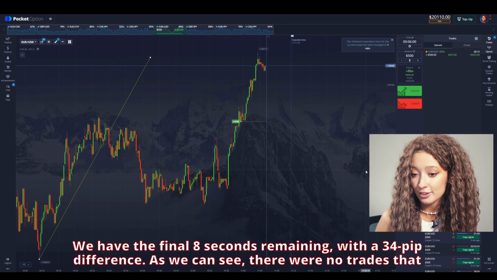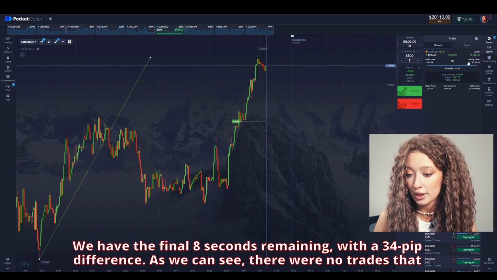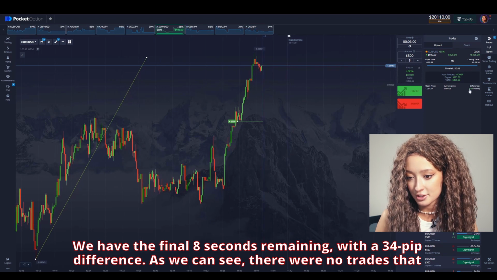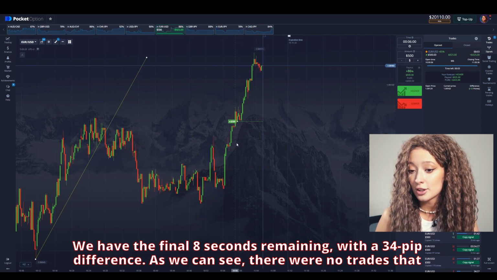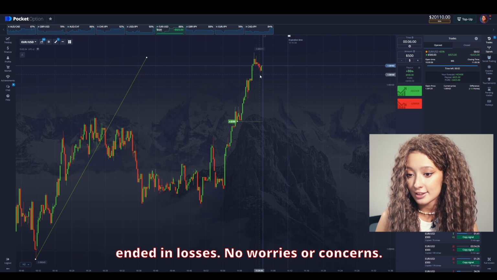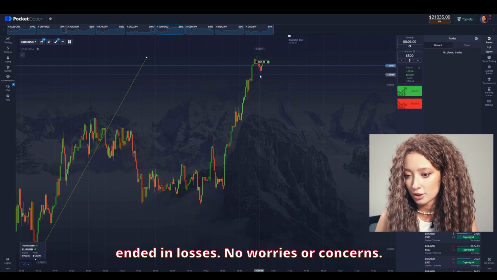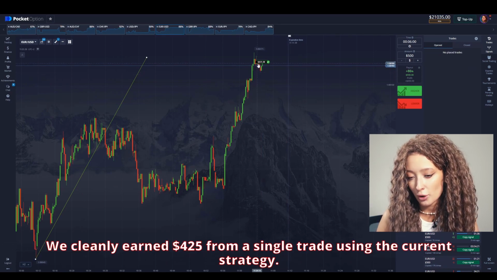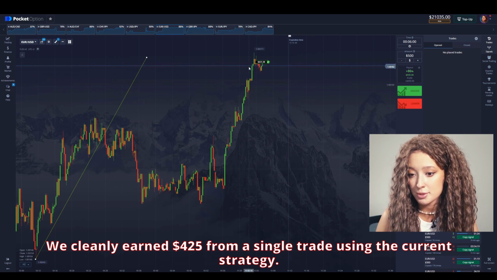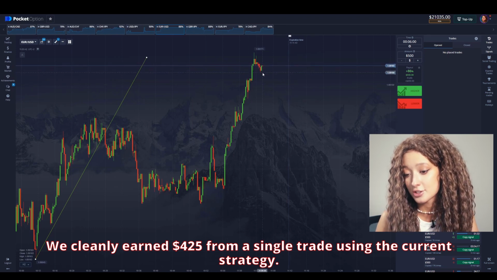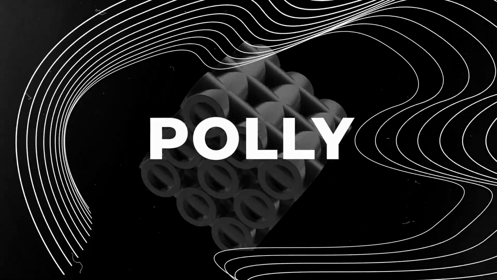We have the final 8 seconds remaining with a 34 pip difference. As we can see, there were no trades that ended in losses. No worries and concerns. We clearly earned $425 from a single trade using the current strategy.